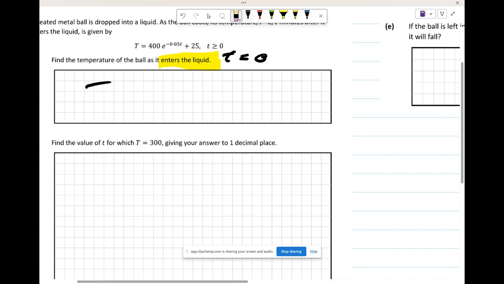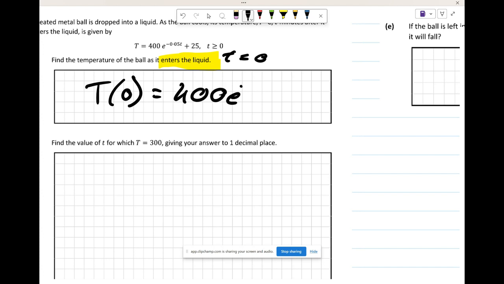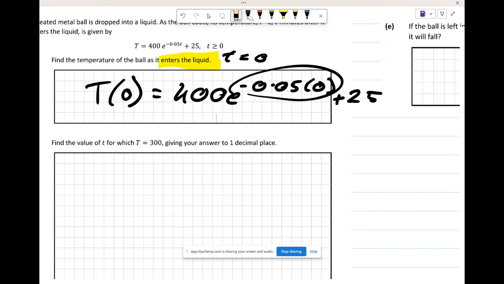So capital T, our temperature, at t equal to 0 should be 400 e to the minus 0.05 times 0 plus 25. And we know from the last question that this is all just going to end up being 1. And then we're going to add 25.